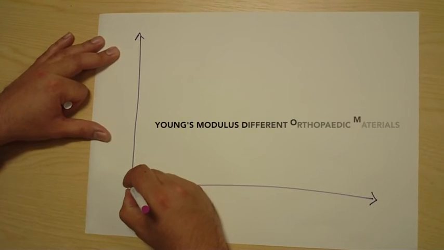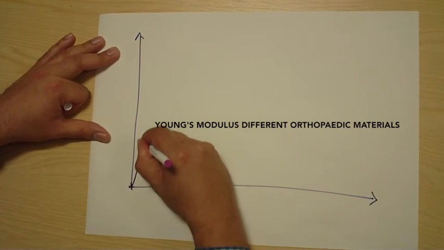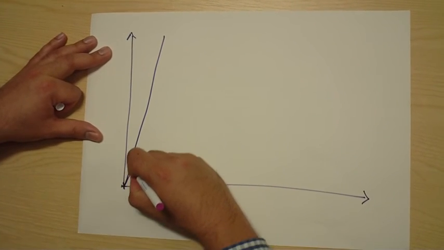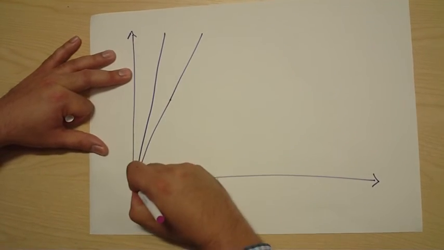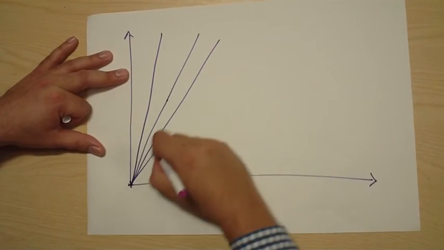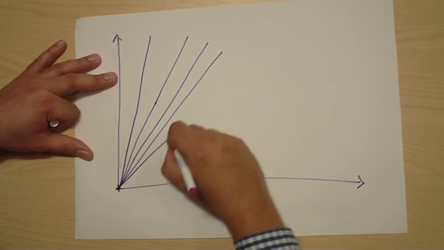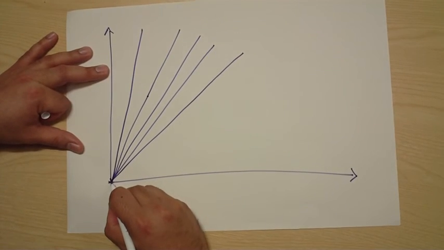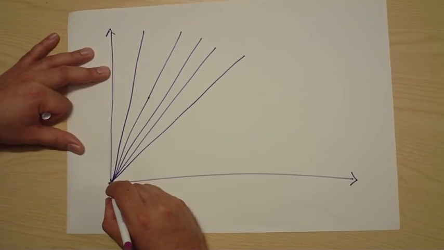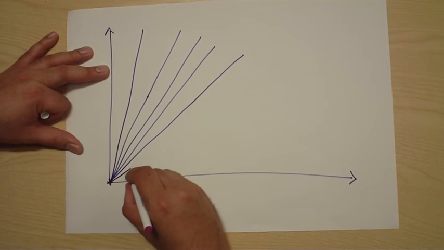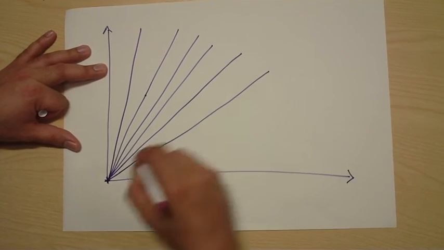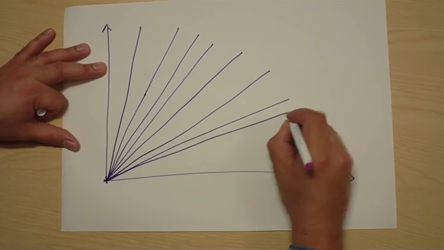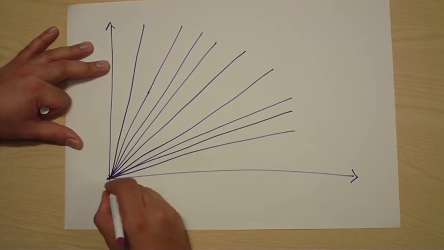The stiffest material that we use in orthopedics is ceramic, and that has the steepest curve. This is then followed by cobalt chrome, stainless steel, titanium, and then cortical bone. Following on from that, in terms of decreasing stiffness, you have cement, so PMMA, polyethylene, cancellous bone, and then tendons and cartilage.